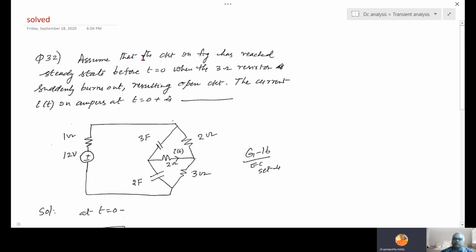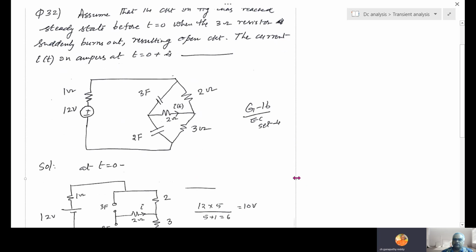So look at this. Assume that the circuit in the figure has reached steady state before t equal to 0. When the 3 ohm resistor suddenly burns out, resulting in an open circuit, so in the circuit it is open. Find the current I of t in amps. Where is the current I? In this 2 ohm resistor. Current I of t in amps at t equal to 0 plus. That is the question.